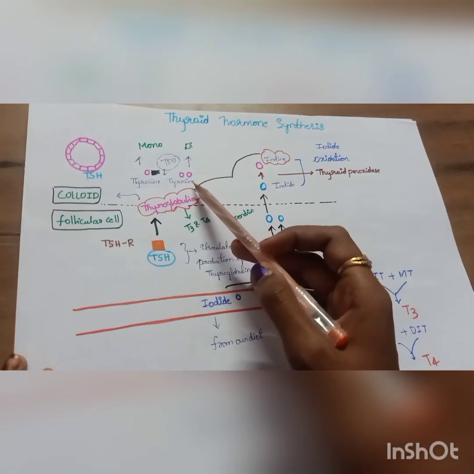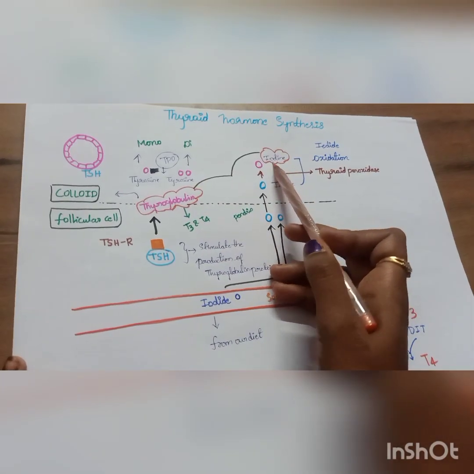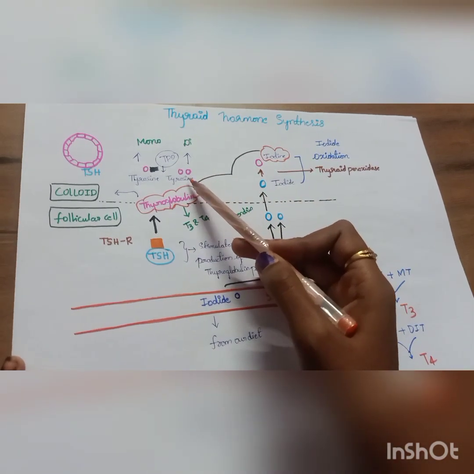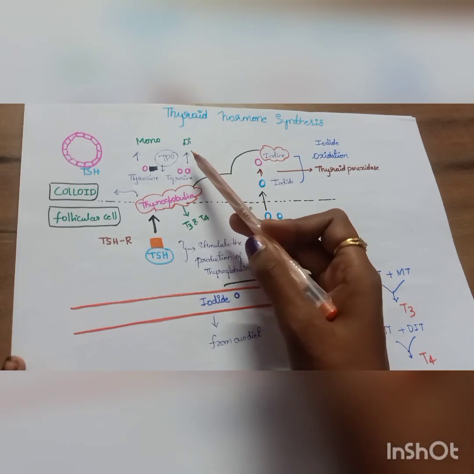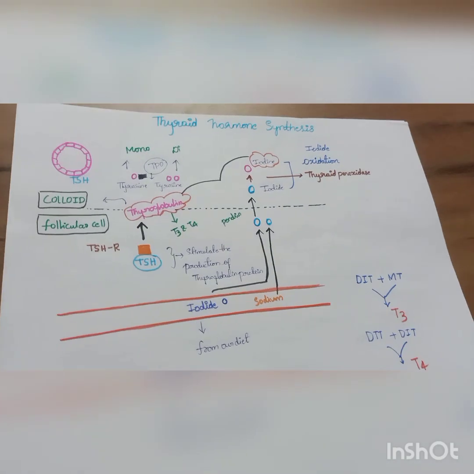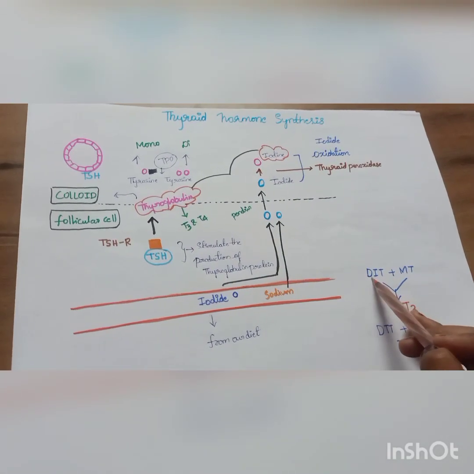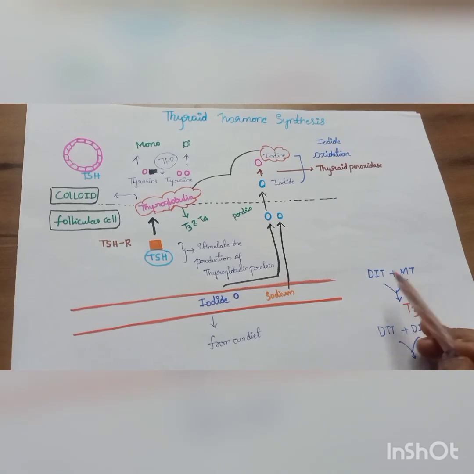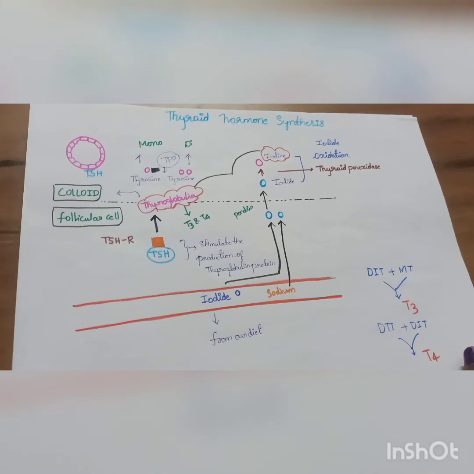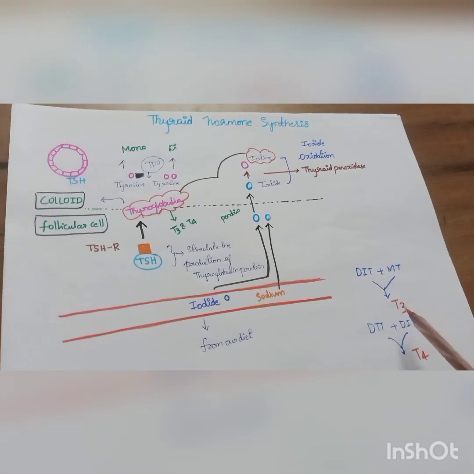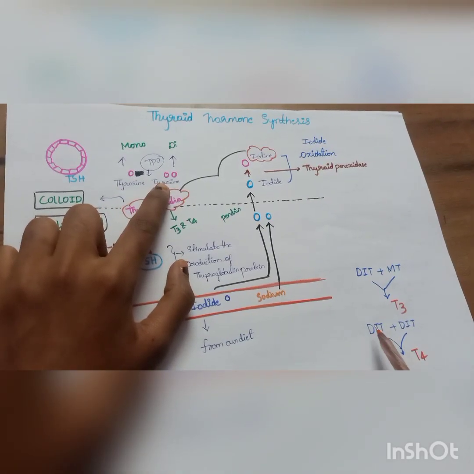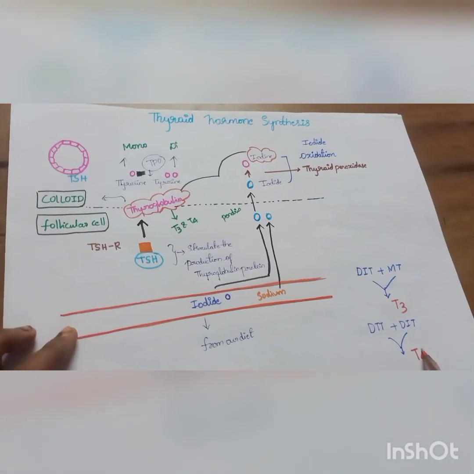and one iodine comes and binds to the tyrosine, and two iodine come and bind to the tyrosine, which produces the monoiodotyrosine and diiodotyrosine. So here we have diiodotyrosine and monoiodotyrosine, 1 DIT and 1 MIT, which produces T3, that is triiodothyronine, and we have 2 DIT, that is diiodotyrosine, 2 DIT, which produces the T4.